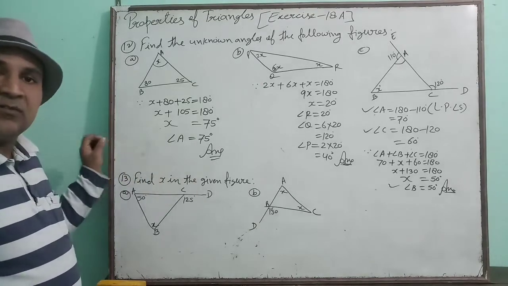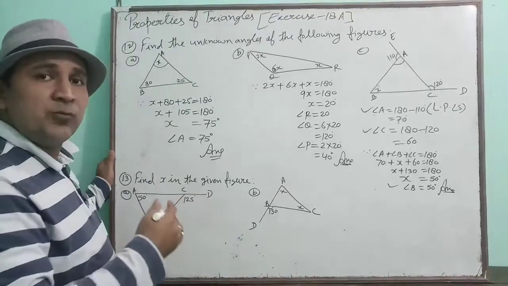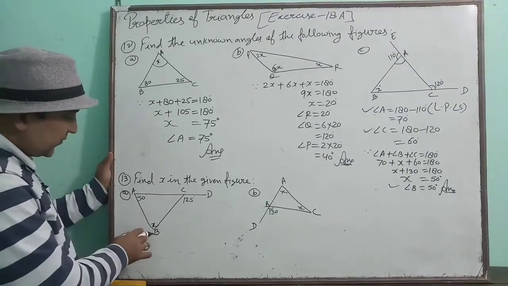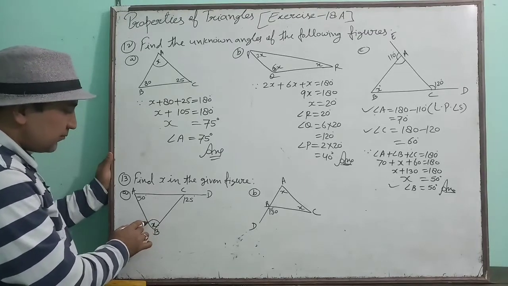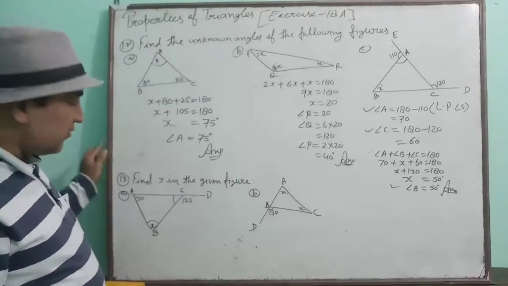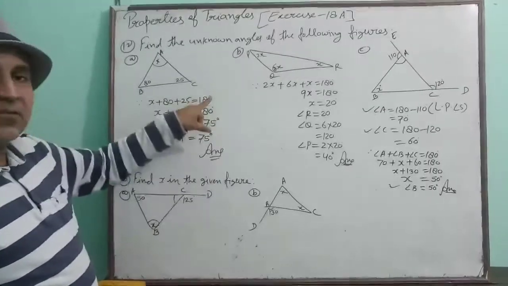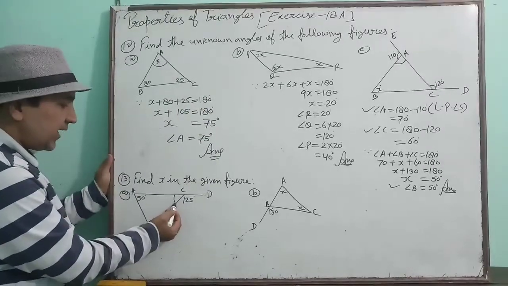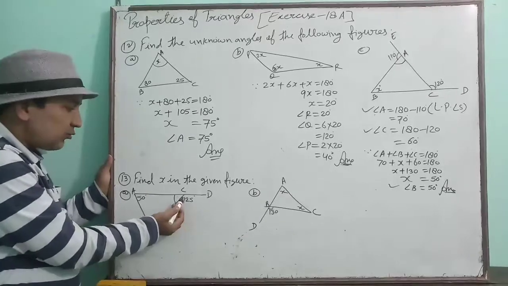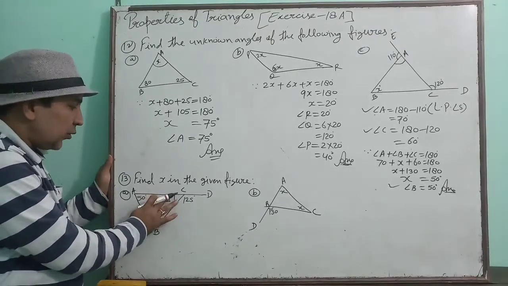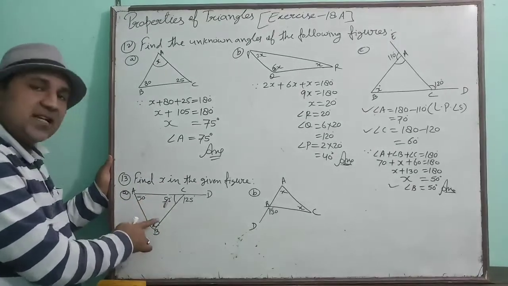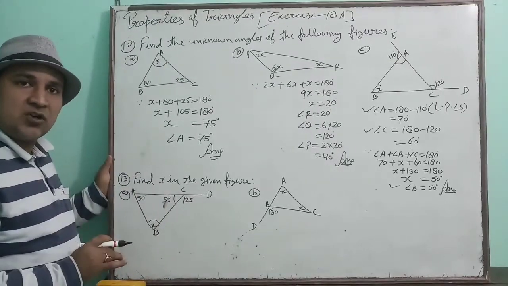Find x in the given figure. In these figures we have to find the value of x only. Now see children, angle A is 50, angle B is x. This we have to find. Angle C we do not know. Children, we can do the same question by this method also. First we can find angle C by subtracting 125 from 180. 180 minus 125, that is 55 degree. Then 55 plus 50 plus x is equal to 180 degree, and we can solve it.